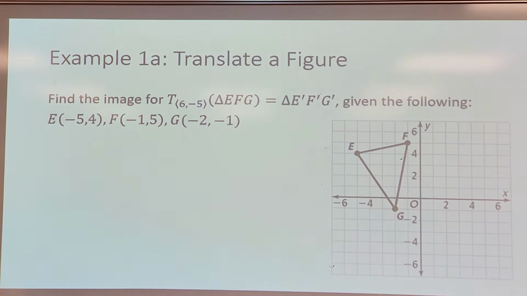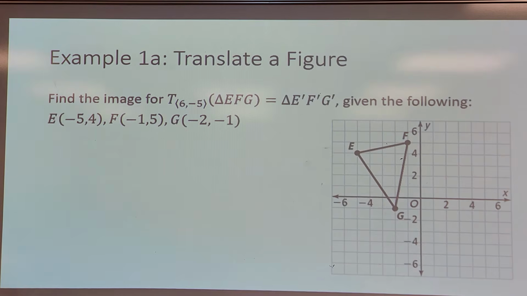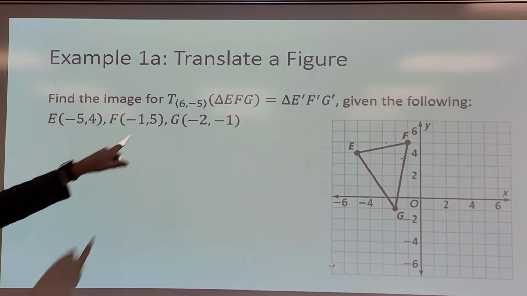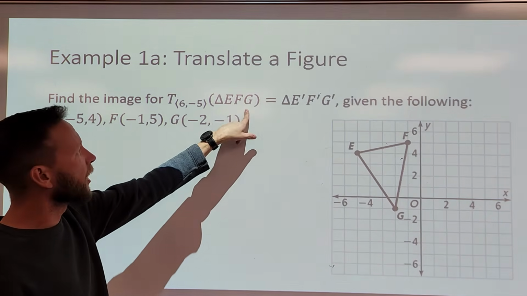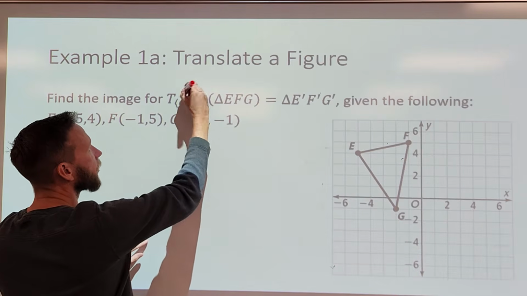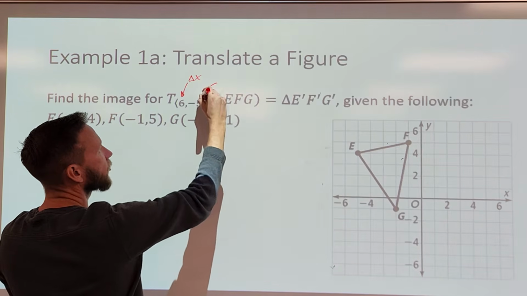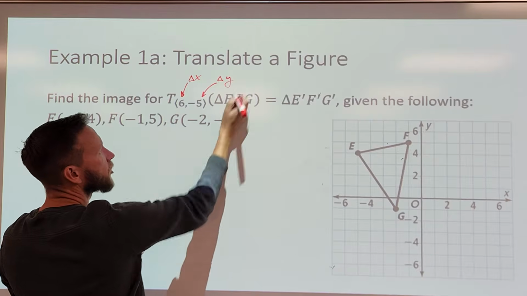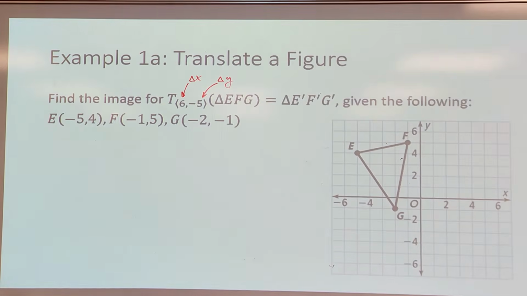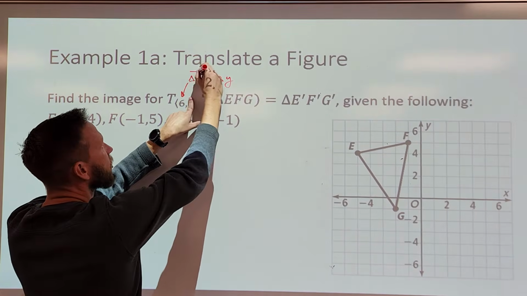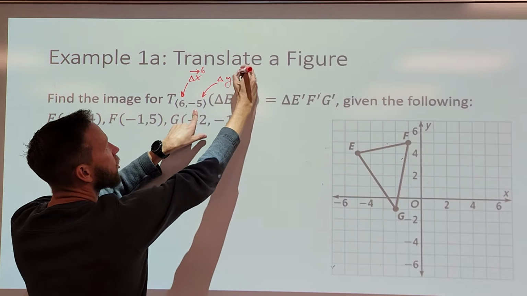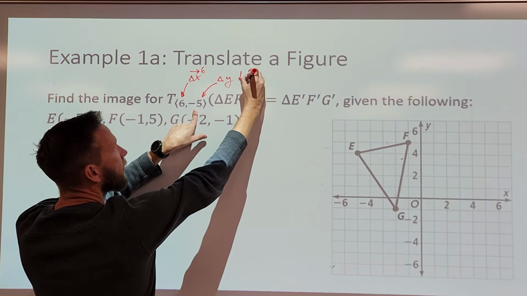So here we're going to find the image, or the translation, of the translation forward 6, down 5 of triangle EFG. So again, the first number is our change in X, whereas the second number is our change in Y. What are we doing here? So our change in X is going to be forward 6. Our change in Y is going to be down 5.